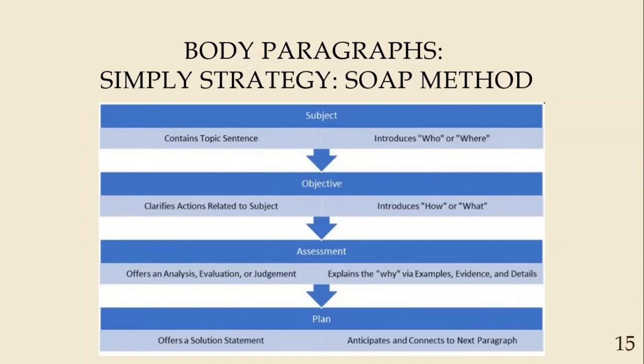So we have the subject. This is your topic sentence. You could think of that as your who or your where. You have the objective. So this clarifies actions related to the subject, right? So your how or your what. You have an assessment. Now, the caveat here.